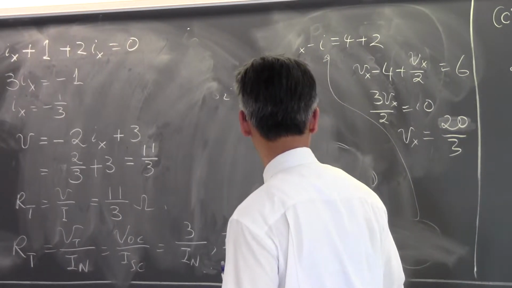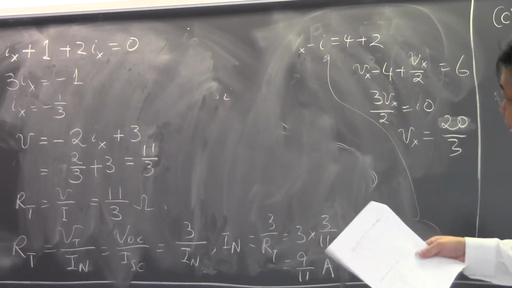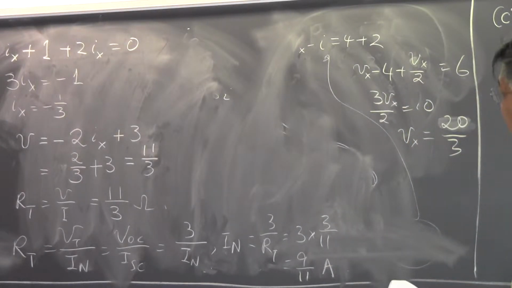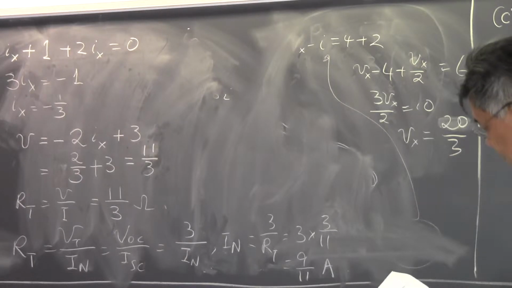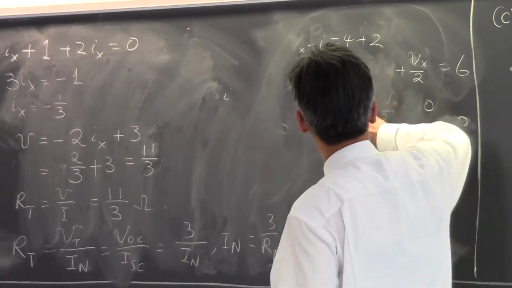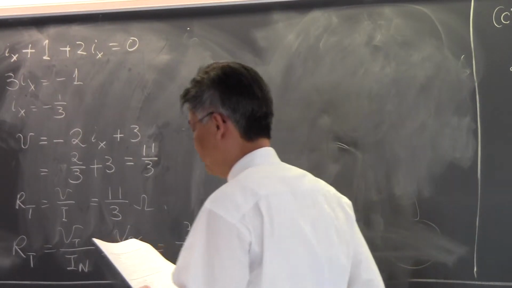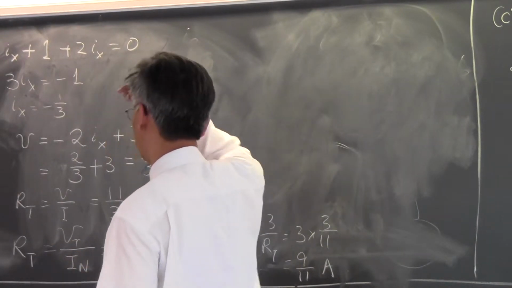Okay, this is I Norton. I Norton must be 9 over 11 amps. So you work this backward, okay? It's just a test current method, test signal method to solve this problem. And then there is the other part that asks you for the available power of this circuit.